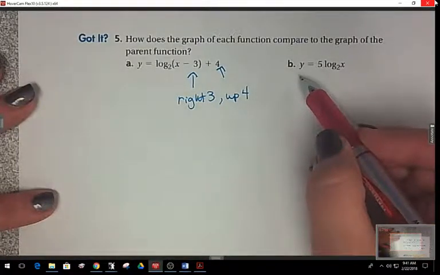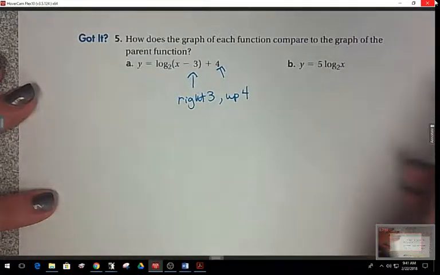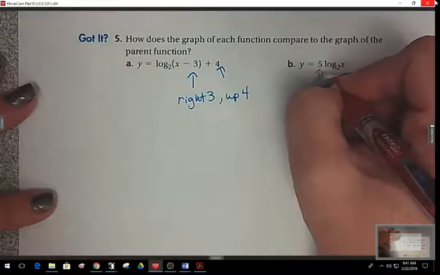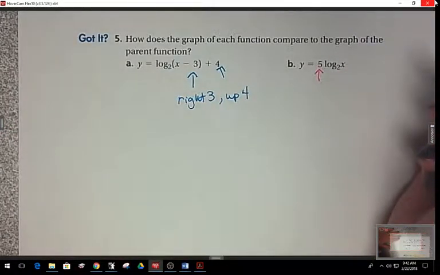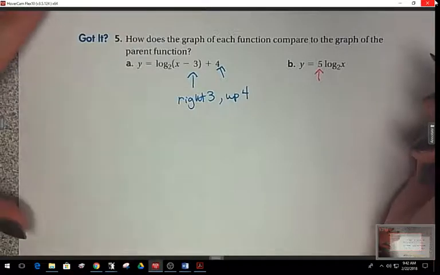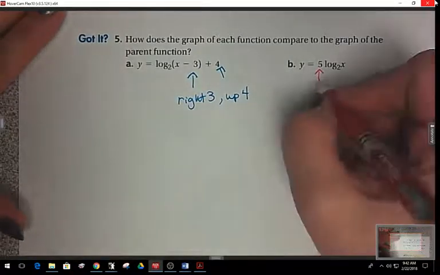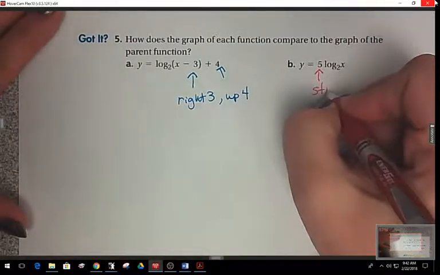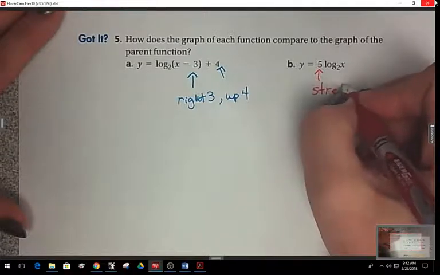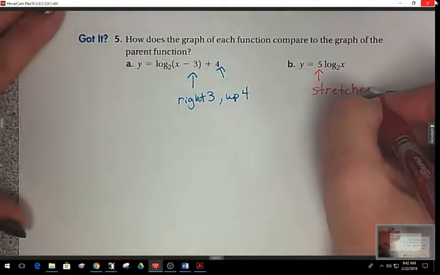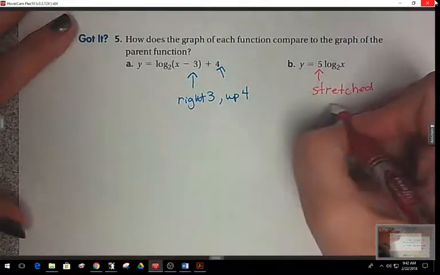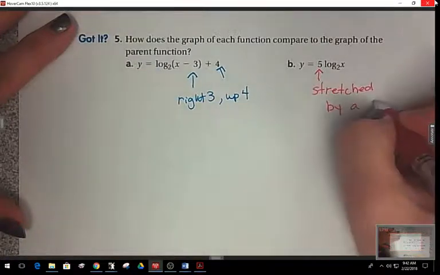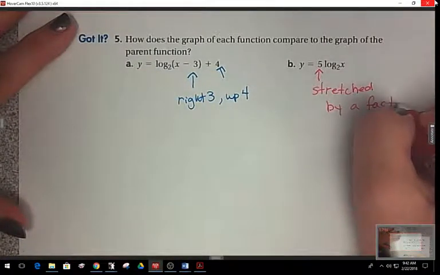So now for part B, the only stuff that's been added to it is this 5, and that is the A value that is out in front. And remember, when your A value is bigger than 1, it's going to stretch it up taller faster. So the way they write that is they say it is stretched by a factor of 5.